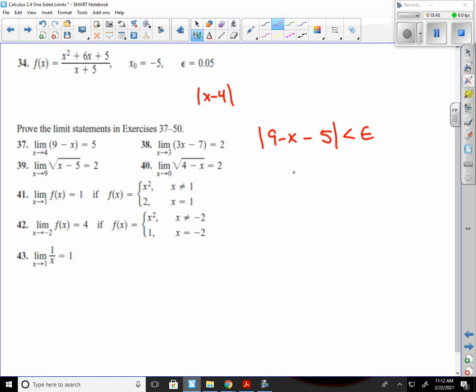So now we're just going to solve this for x. 9 minus 5 gives us negative x plus 4, less than epsilon. Get rid of our absolute values. It's negative epsilon less than negative x plus 4, less than epsilon. Subtract the 4 from each side. That's negative epsilon minus 4, less than negative x, less than epsilon minus 4.